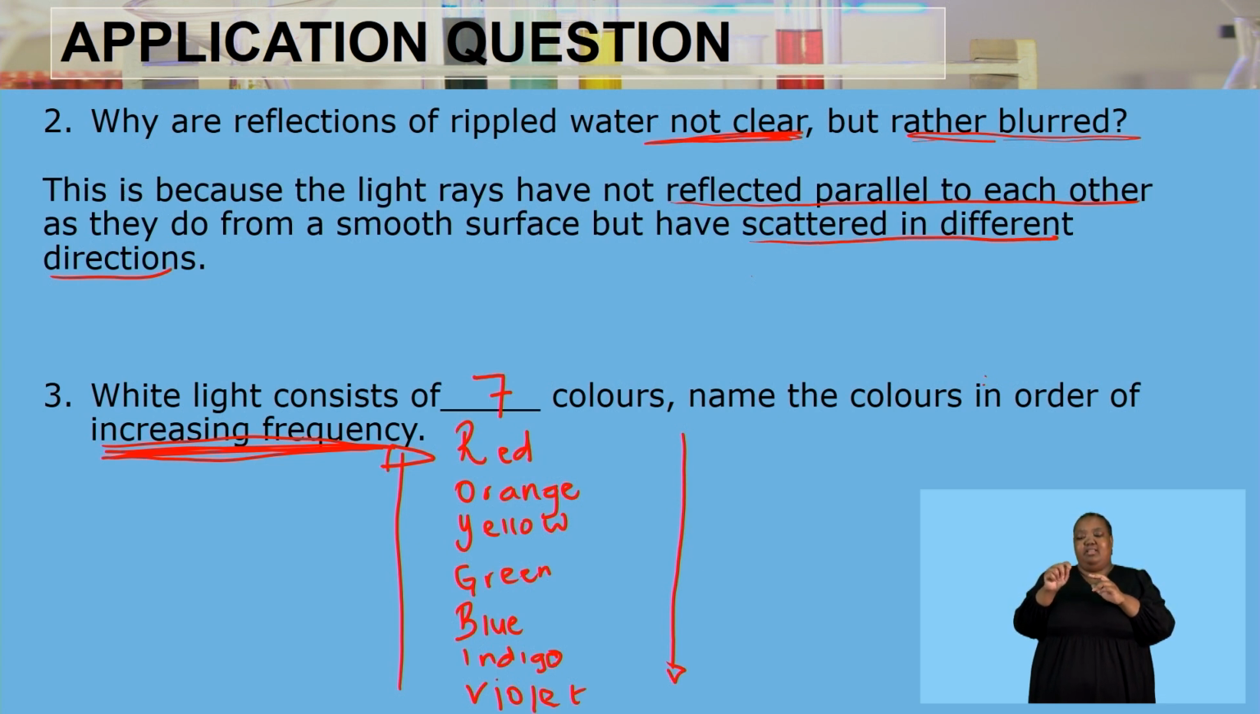Now, we've also given reasons why we can either have a diffused image or also a smooth or a specular image. This is because of the 2 different surfaces that we can have in any scenario. And with those 2 surfaces, we are now able to draw a ray diagram to illustrate what really happens and why we have a diffused image, and also why we have a smooth image.